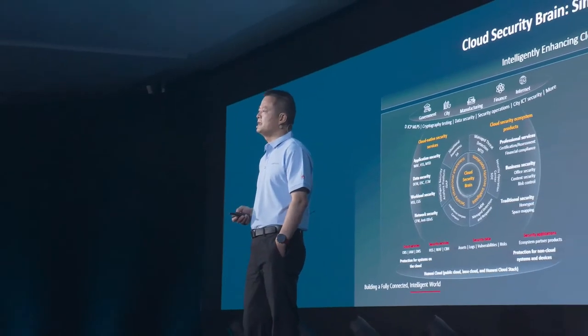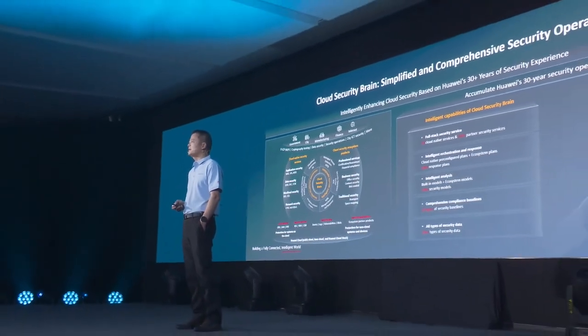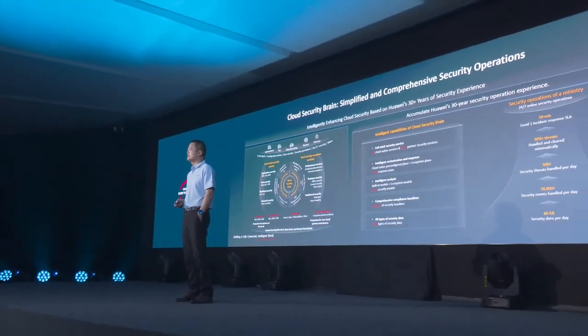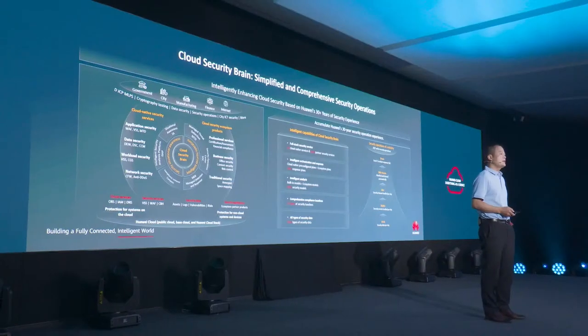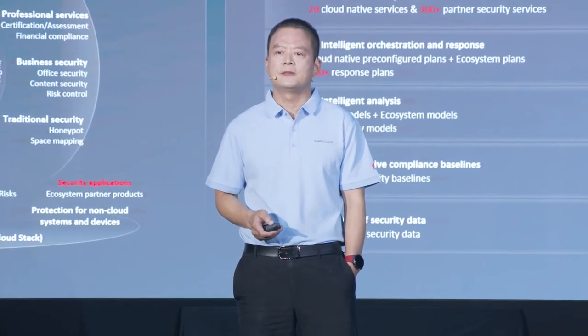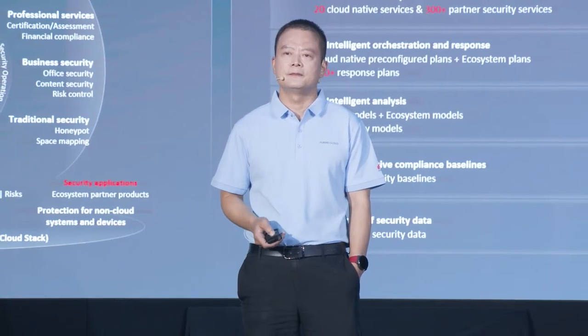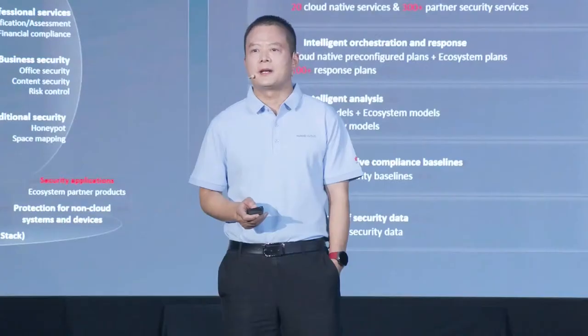Here, let me introduce our Cloud Security Brain solution, a security operations solution for customers. Huawei Cloud Security Brain is an experience as a service. It can help companies build their own system similar to Huawei CCERT. The Cloud Security Brain consists of 5 parts: posture awareness, intelligent analysis, threat detection, compliance baseline, and incident response.